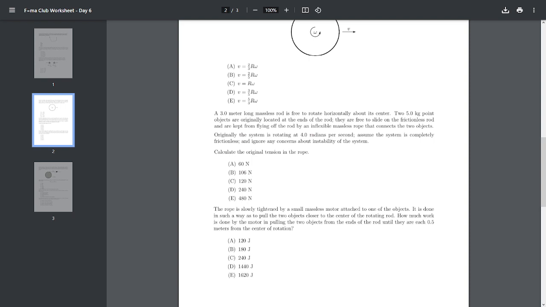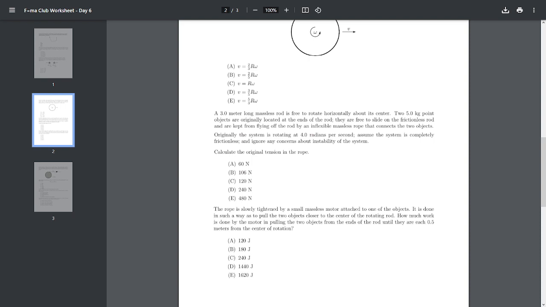So this is the art of F equals ma problems. They have this really complicated lead up, especially for angular momentum and circular motion stuff. It's going to give you this really weird, really confusing lead up. It's like a 3-meter long massless rod rotating about its center. A bunch of point masses are located at the ends of the rod, free to slide on the frictionless rod, for some reason kept from flying off from an inflexible massless rod. Wow, such big words. And you see this a lot.